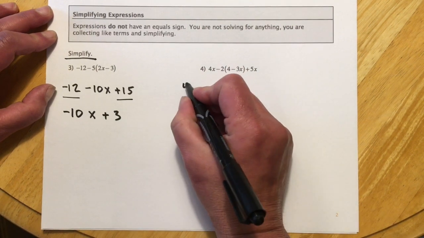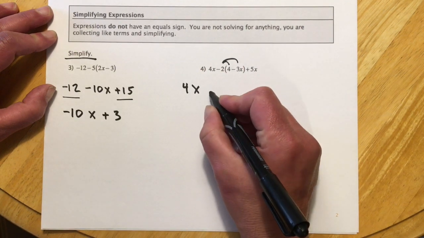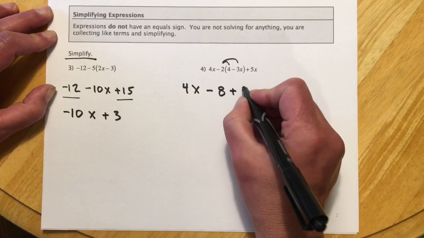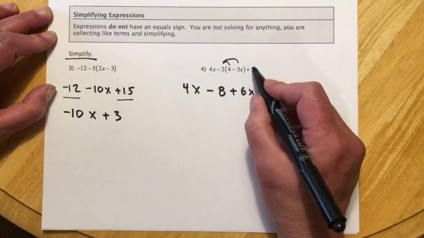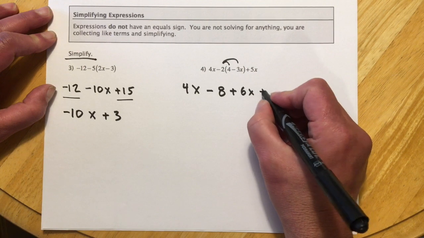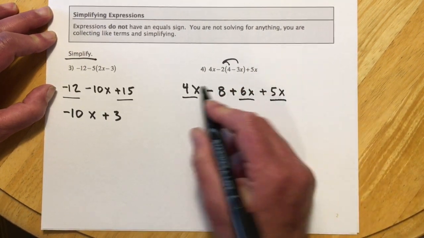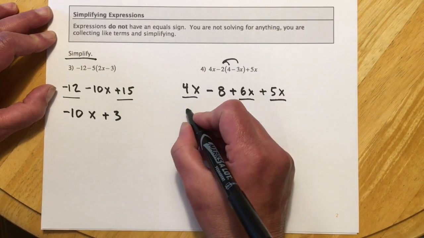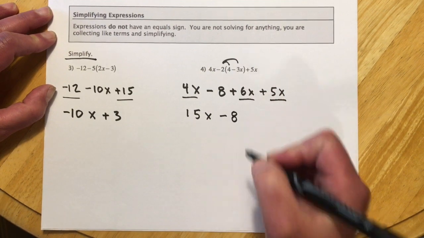For this one, I'll bring down that 4x, -2, I'm going to distribute that through the parentheses, so I'll make a -8, and then negative and negative makes +6x, that's right where the sign error happens. And then the -2 doesn't have anything to do with the 5x, so it just comes down. And then we'll gather our like terms, so 4 and 6 would be 10, plus 5 more for 15x. And then that 8's what's left, so -8.